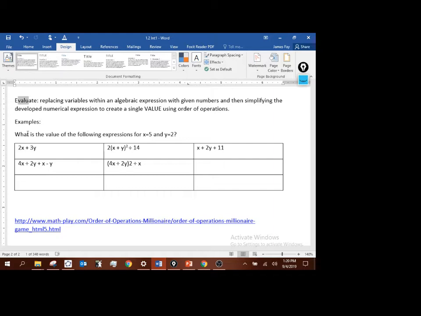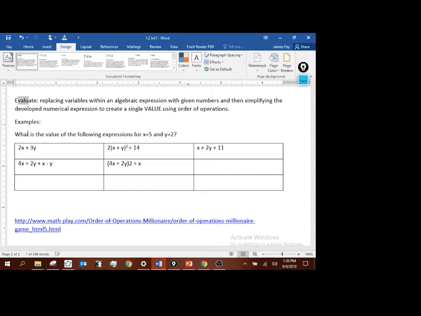Whenever they give you the phrase evaluate, they're saying you're going to have an algebraic expression. You're going to have a combination of numbers and variables, but they're going to tell you what those variables are supposed to be. So if I've got x's and y's, they might tell you x has to be 5 and y has to be 2. So everywhere you see an x, you're going to replace it with a 5. Wherever you see a y, you're going to replace it with a 2, and then you're going to go through the simplification process that we just did. So that's kind of what that's saying up there.